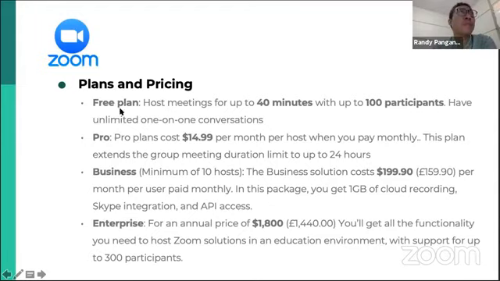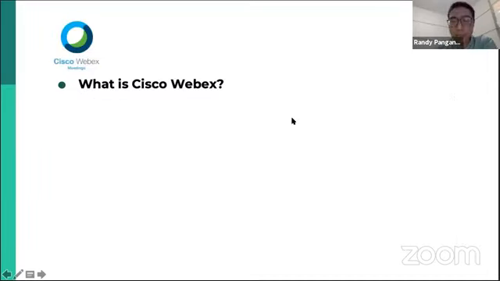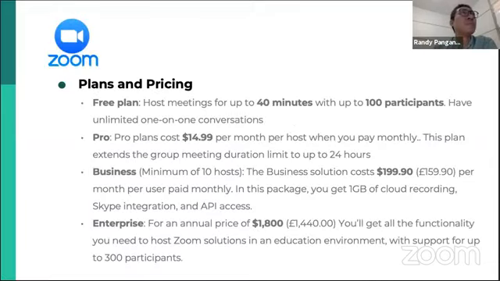So mostly you can still use the free plan. Mostly the people I know can make use of this. They just chop up the different times for their meetings with their students, etc. Because the advantage of Zoom is that it allows 100 participants. It has many participants. All right, so that is Zoom. Let's move on to the next one.